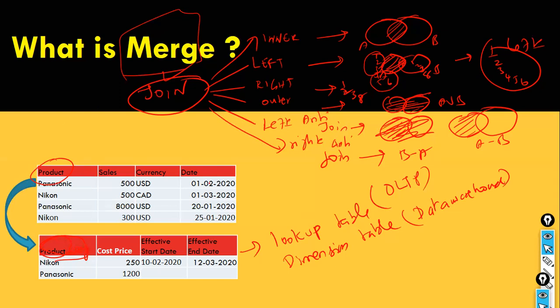So what is the difference between these two? This is kind of a transaction file. You just think, transaction data. Every day, every minute, transaction data will come here. The Panasonic, 500, 600 rupees, right? Someone bought it with 500 US dollars, and on this day he bought it. And the same Panasonic appears one more time, he bought it on 20th January, at a sales price of 8,000 US dollars. So Nikon, 25,000. Nikon is appearing more than one time, like Panasonic, because it's transaction data.